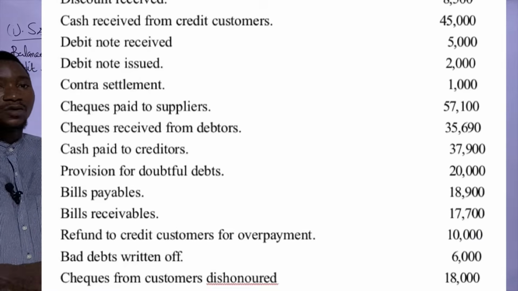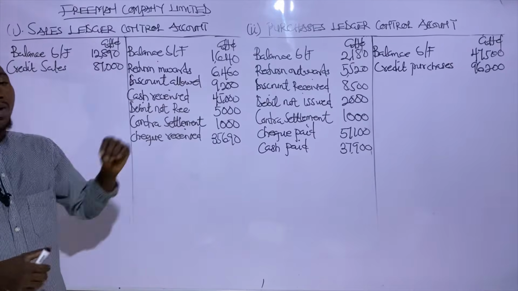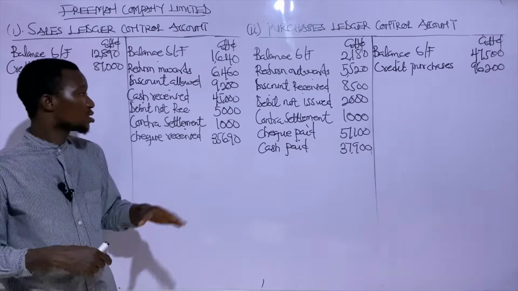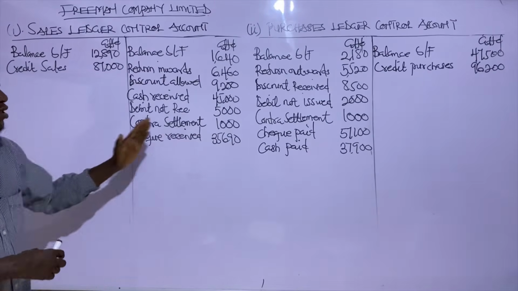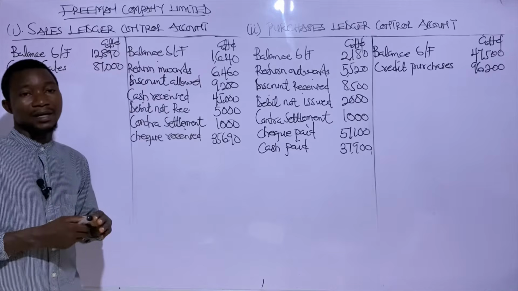Good. The next item is provision for doubtful debt, 20,000 Ghana cedis. Provision for doubtful debt will not be recorded in any of these two accounts. Provisions are just an estimate, so they have no effect on these two accounts. So provision for doubtful debt should not be recorded in control accounts.